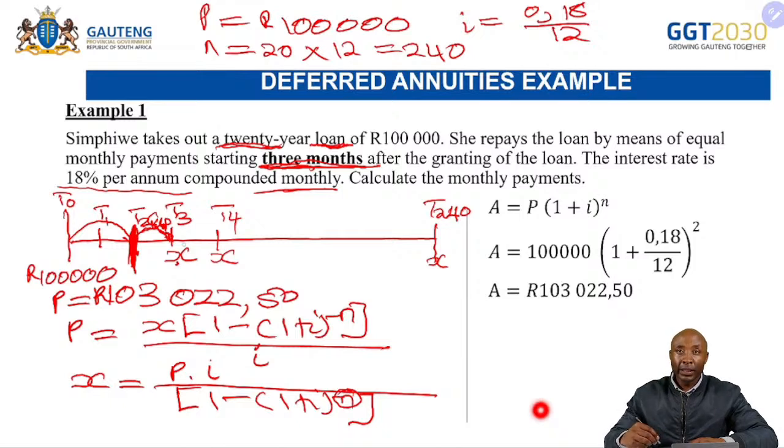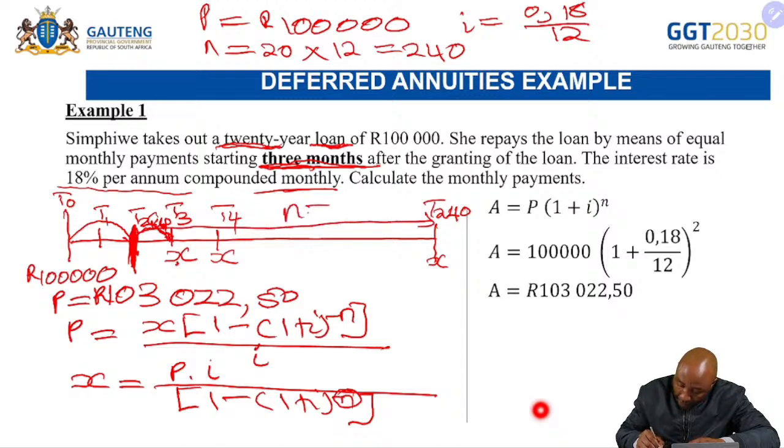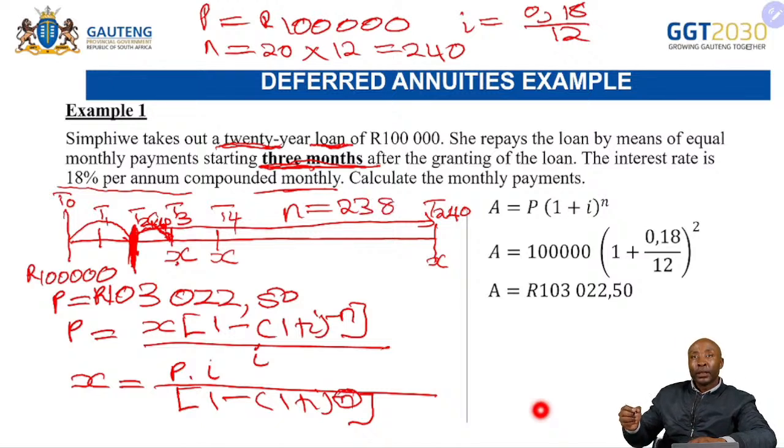If you could quickly substitute into your calculators and calculate the value of x, I've already rearranged the formula. You substitute on the rearranged formula or on that one, and then you do the rearrangement on your calculator, and then you will get the monthly payment that has to be made. So the N that we are using here, we said it is the difference between that, and our N will be equal to 238. Let's quickly calculate.